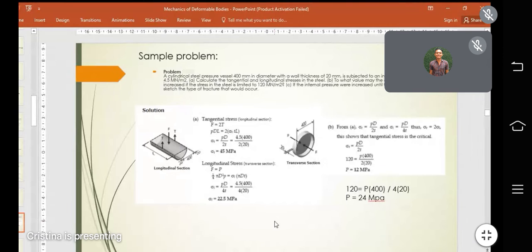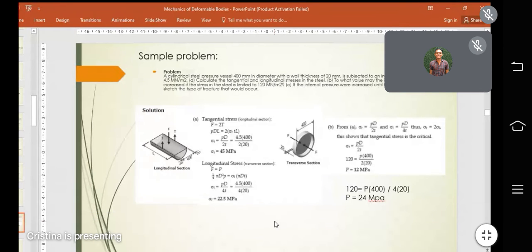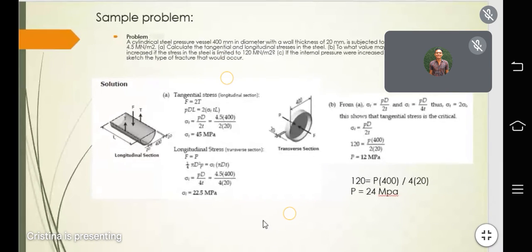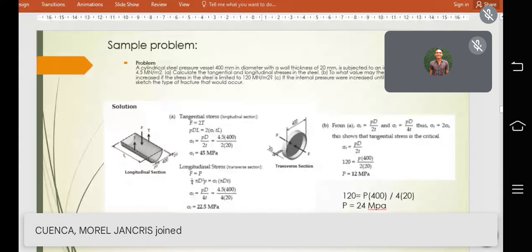As I was saying, before we decide to use the tangential stress and the critical, we are going to compare the two. But why? Why did we use the 12 MPa and not the 24 MPa between the two? Ben, why do you think we used it?